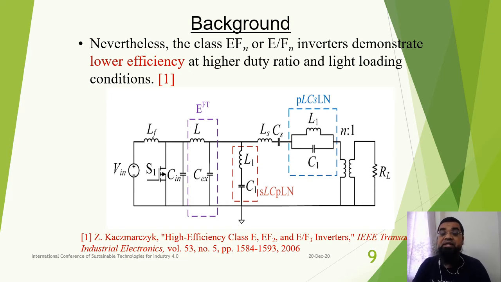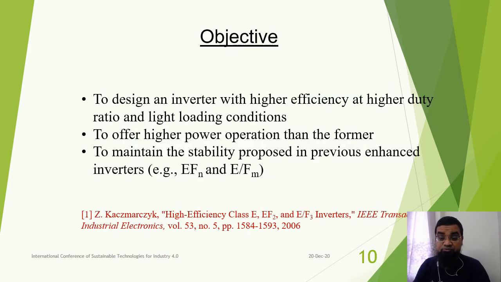The problem is that this type of inverter, class EFn and EFn/n inverter, shows very low efficiency. Now in this paper, I'm taking the reference from 2006, maybe IEEE Transactions on Industrial Electronics. So they have a very low efficiency. So we have successfully lowered the switch voltage, but by doing that we have also lowered the efficiency. This is a great problem.